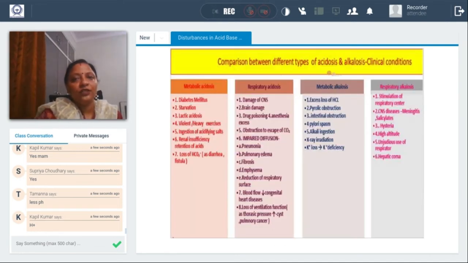Comparison between different types of acidosis and alkalosis. Clinical conditions, you can see here various conditions: metabolic acidosis, diabetes mellitus, starvation, lactic acidosis; respiratory acidosis, damage of CNS, brain damage, emphysema; metabolic alkalosis, pyloric obstruction, excess loss of HCl; respiratory alkalosis, stimulation of respiratory center, high altitude.